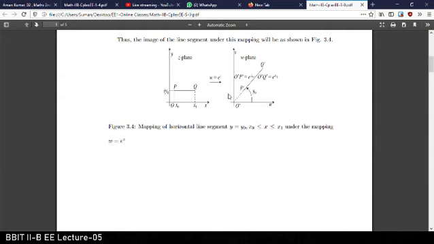Now, every line segment here will be a line segment in the w plane, but it has been rotated through an angle y0. What is that y0? This is the distance of the horizontal line from the x-axis, and the length of this image will be e to the power x1 minus e to the power x0. Clear?